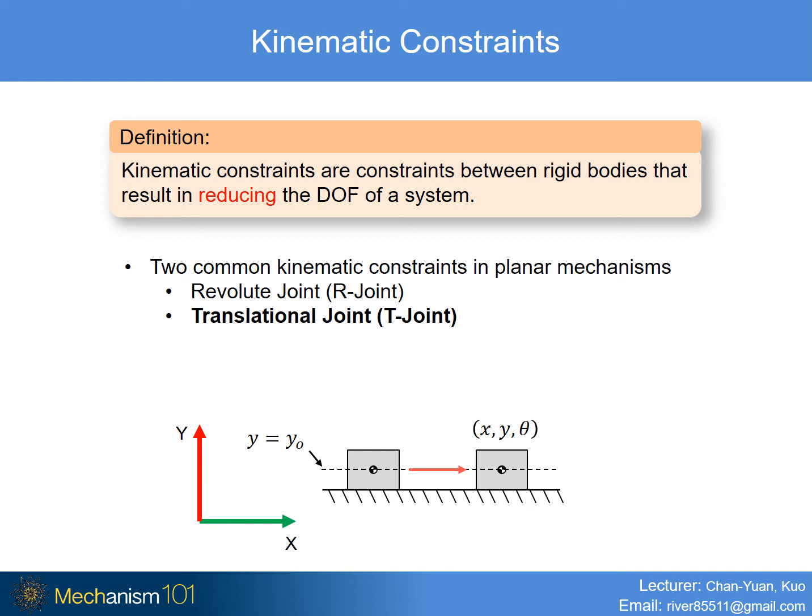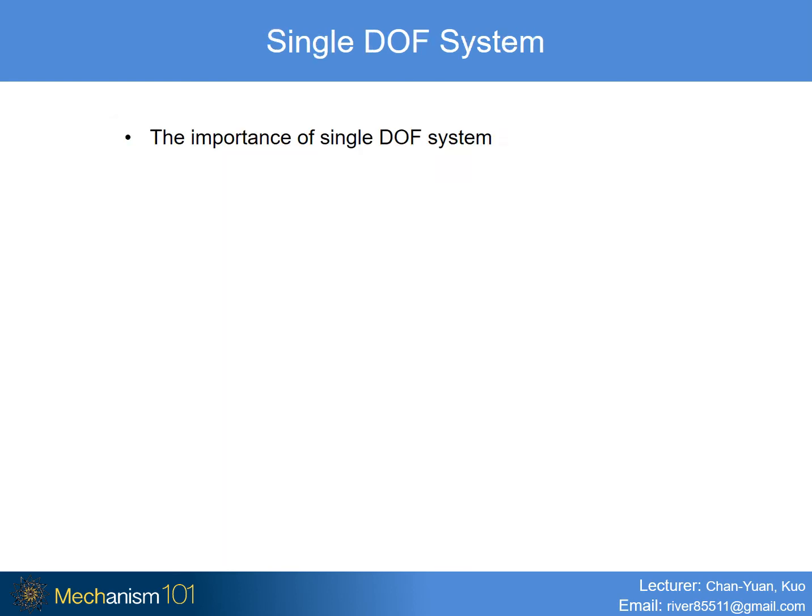And again, this result can be described using two constraint equations shown here, since we know that the slider is translating on a plane with height equal to YO, and that the slider cannot rotate with respect to the ground. So now it is clear that a T joint reduces 2 degrees of freedom of a system, and the degree of freedom of this system reduces from 3 to 1. From the previous examples, we see that the degree of freedom of both systems reduced to 1. In fact, single degree of freedom systems play a big role in the analysis of mechanisms.